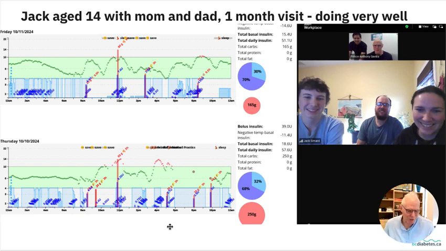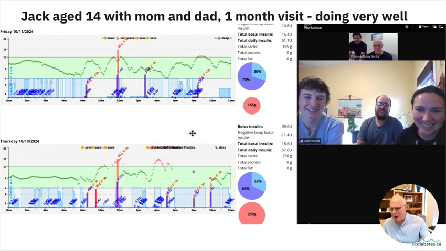The next few slides, I've got patient photographs. They've all consented, and part of what I'm sharing with you is the joy and the excitement. Here's Jack, he's 14, he's with his mum and dad, everybody's smiling. I'm with Prince, he's our head technologist who's here today, and these are awesome sugars. His time in range is pretty much 100%, so he's doing very well.